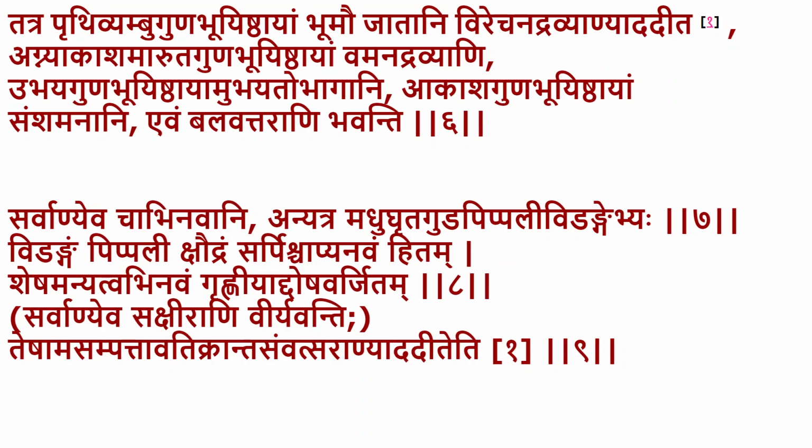Ubhaya Guna Bhuishtayam Ubhayaka Bhagani. Other than Shodhana Chikitsa, the plants can be from any of the zones depending upon the qualities. Akasha Guna Bhuishtayam Samshamanani, Evam Balavatarani Bhavanti. In the Akasha Guna Bhuishta area, Samshamana Dravyas are to be collected, and this would have an extra edge over the advantages, the beneficial effects of the plant.